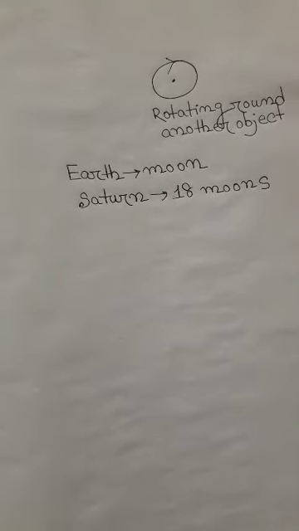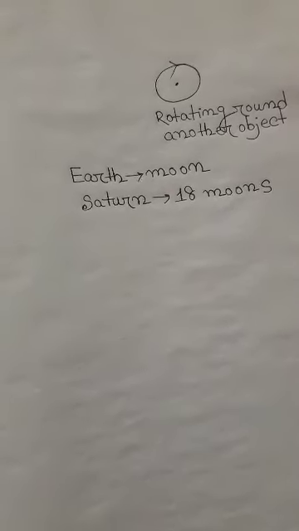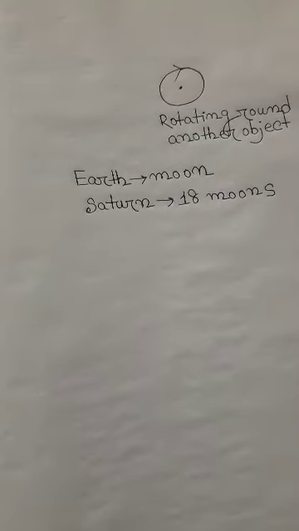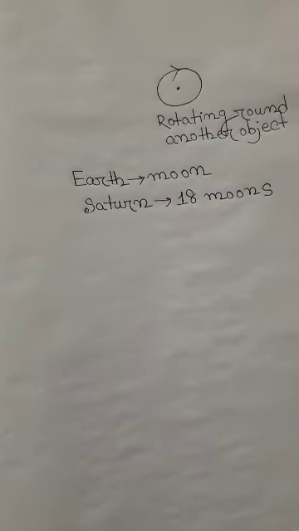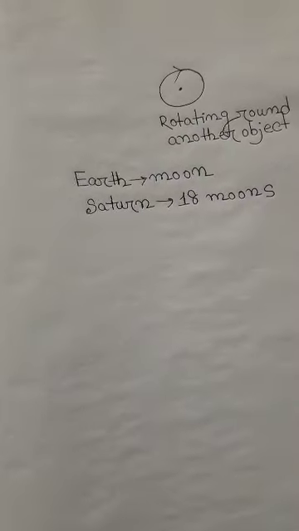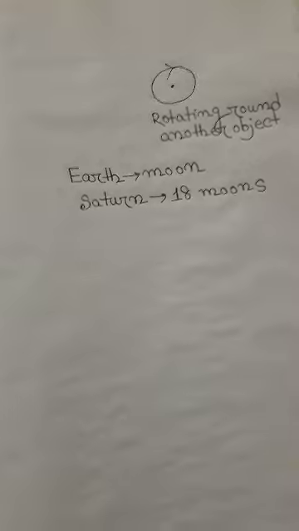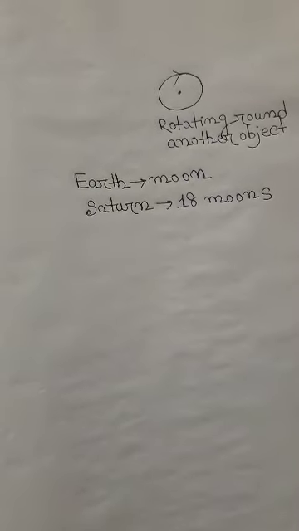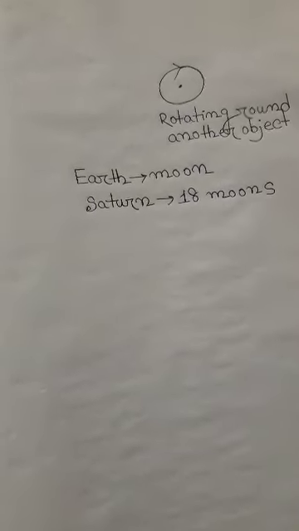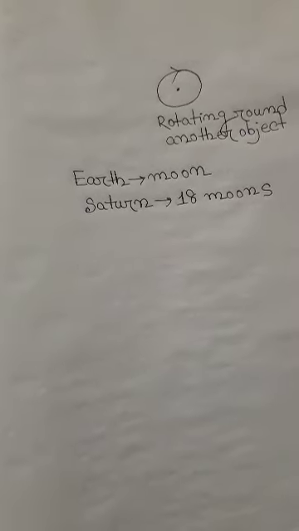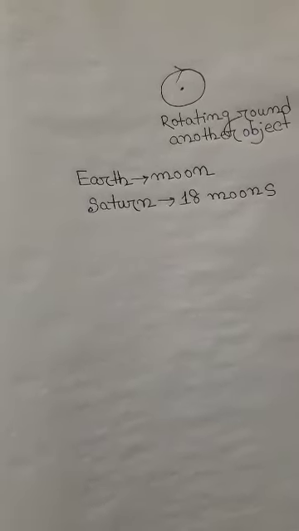Now what are artificial satellites? If an object is hurled into space with the help of a rocket so that it begins circling around the earth, it is called an artificial satellite of earth.